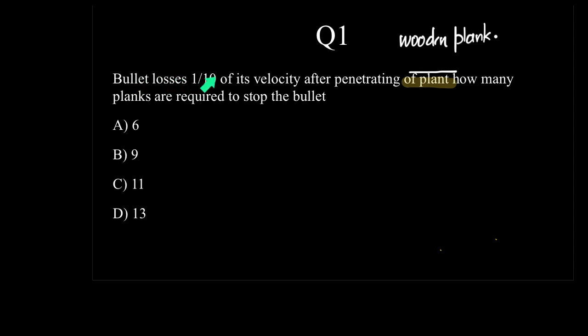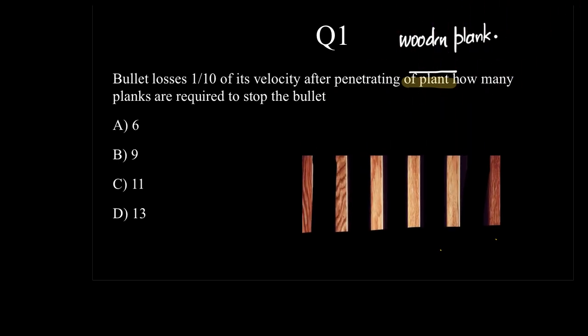A bullet loses 1/10 of its velocity after penetrating a wooden plank. How many planks are required to stop the bullet? So what I'll do is I'll try to introduce a rough diagram and then explain the concept based on the diagram. So it goes like this.